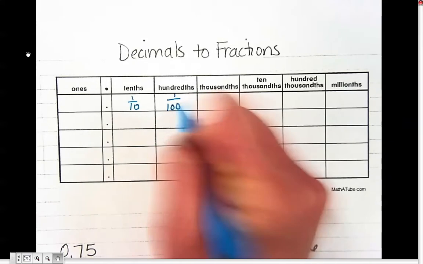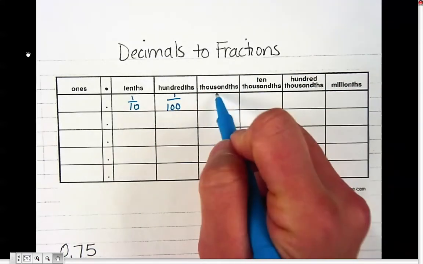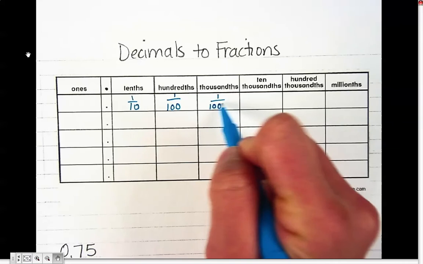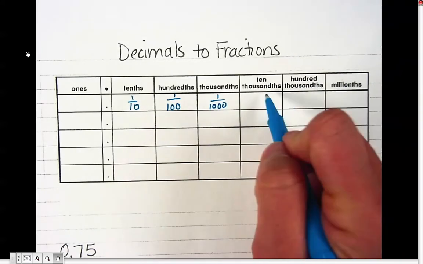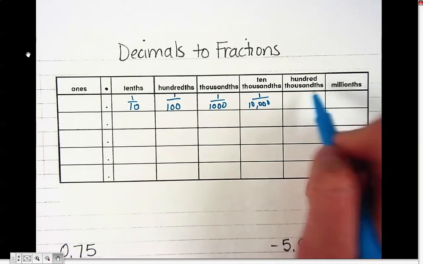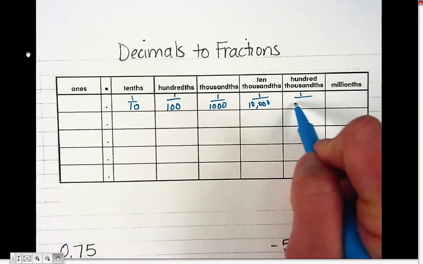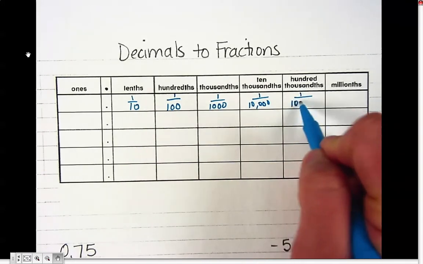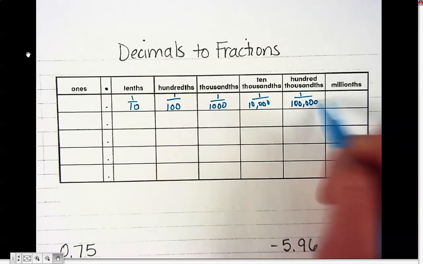going to be over 1 over 100. Thousands place, 1 over 1,000. 10,000s, 1 over 10,000. 100,000s, 1 over 100,000. And millions would be 1 over 1 million.